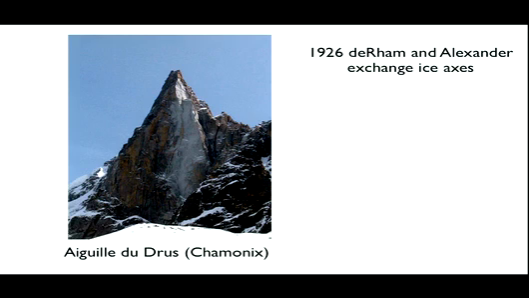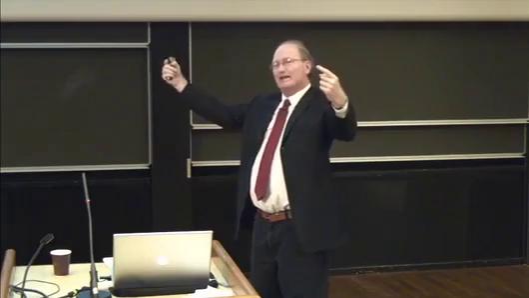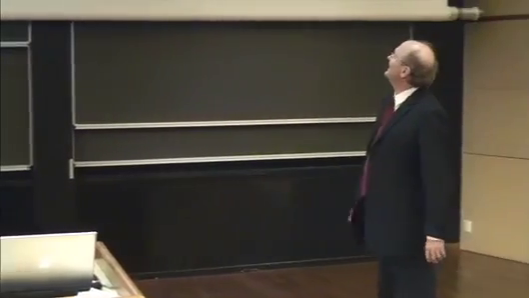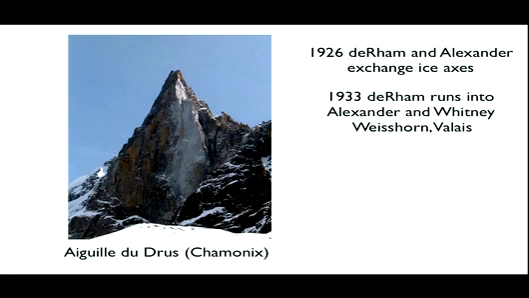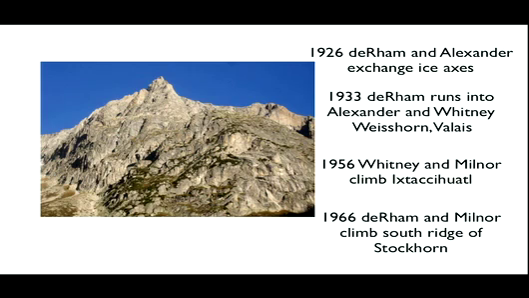In fact, they were in two separate parties. They scaled the glacier, then they planted their ice axes in the snow, and by prior arrangements did their traverse on the rock, and then went down with each other's ice axes, later returning them without ever introducing themselves. And then later, de Rham ran into Alexander and Whitney on the Weisshorn in Valais, 1933. And as far as Milnor is concerned, he reports that he and Whitney climbed the Mexican volcano Iztaccíhuatl in 1956. And then finally in 1966, de Rham and Milnor climbed the south ridge of the Stockhorn.